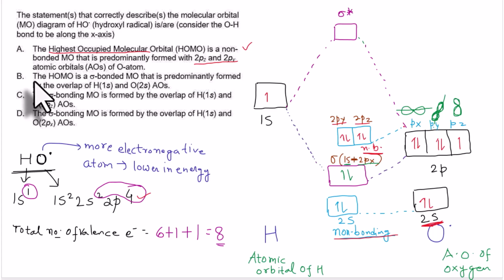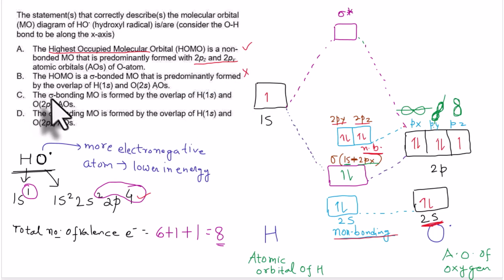And then statement B says the HOMO is a sigma bonded MO that is predominantly formed by the overlap of hydrogen's 1s and oxygen's 2s. No, that is not correct, because the sigma bonding molecular orbital, although formed by the 2px and 1s of oxygen and hydrogen respectively, is not the highest occupied molecular orbital. So this statement is not correct.